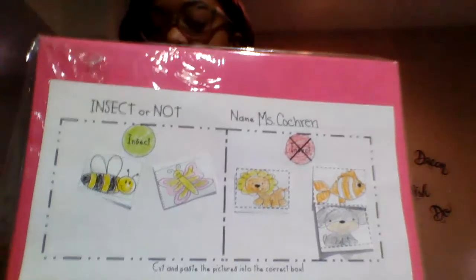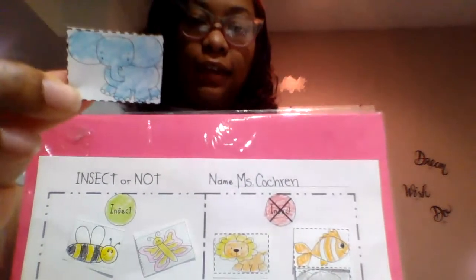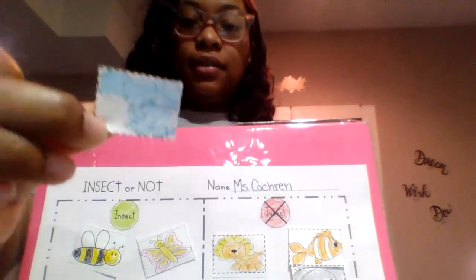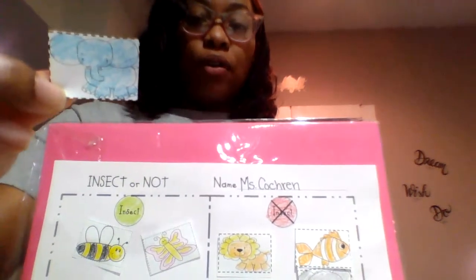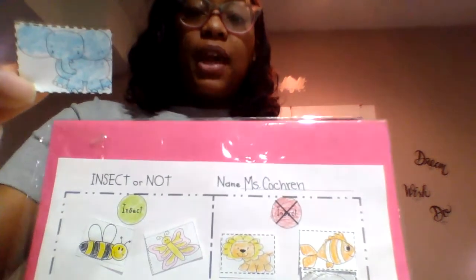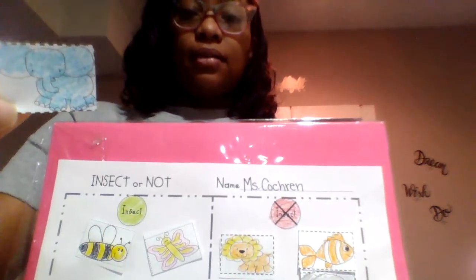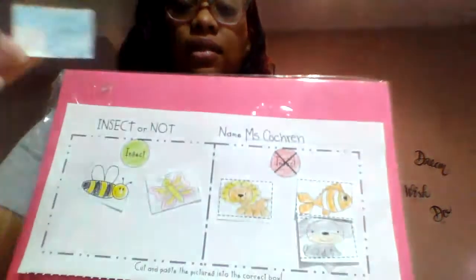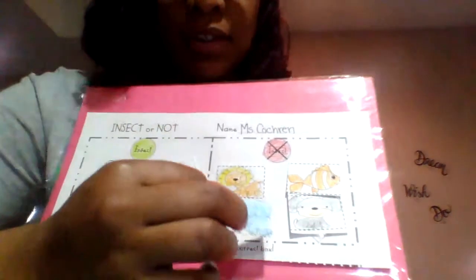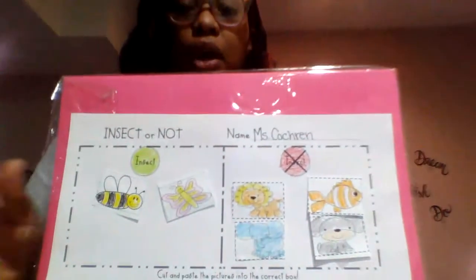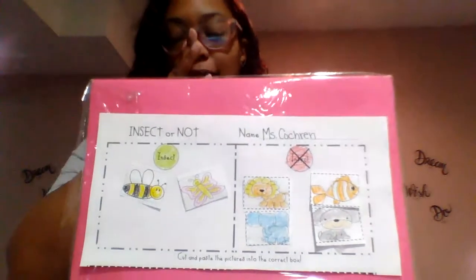Next, we have an elephant. Elephants don't fly. They have more than 3 body parts. They have their bones on the inside. So do we think it's an insect or not an insect? I'm going to go with not an insect because insects have their skeleton or their protective body on the outside, not on the inside.